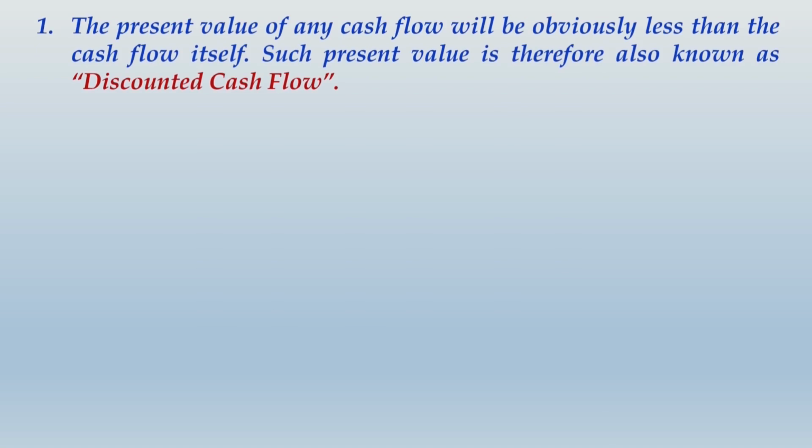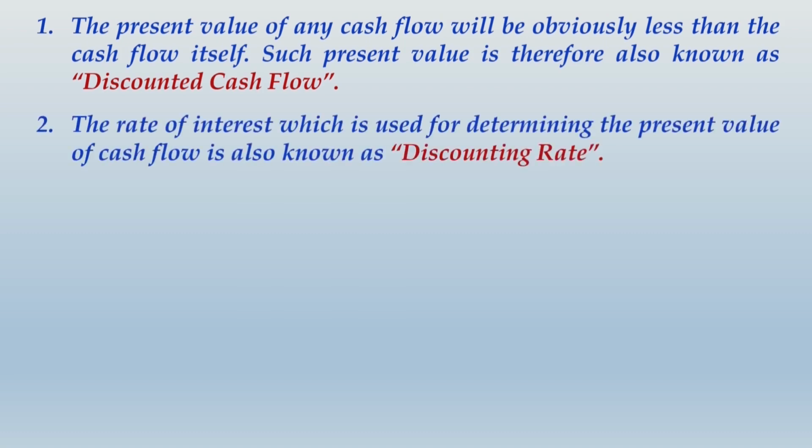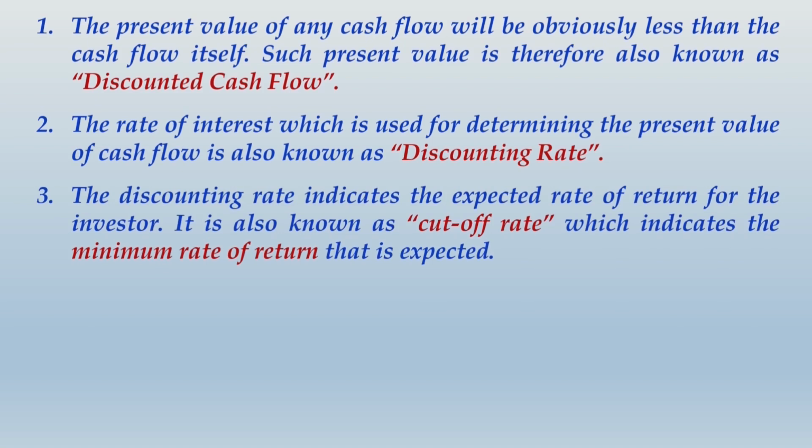Point number 1, the present value of any cash flow will be obviously less than the cash flow itself. Such present value is therefore also known as discounted cash flow. The rate of interest which is used for determining the present value of cash flow is also known as discounting rate. The discounting rate indicates the expected rate of return for the investor. It is also known as cutoff rate, which indicates minimum rate of return that is expected.